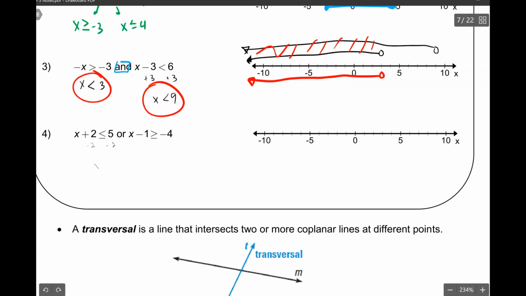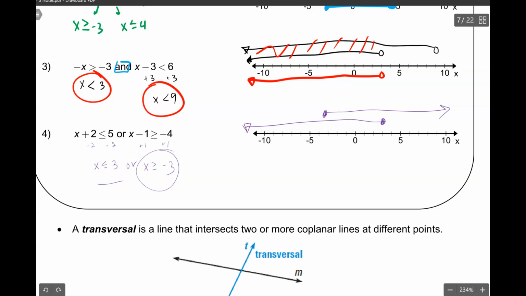Subtract 2 from both sides. I have x is less than 3. Or add 1 on both sides. X is greater than or equal to -3. Alright, so at 3, I have a filled circle, and it goes to the left. So I was just graphing that guy. And now I want to grab this one. Go to -3, which is here. Close circle, and I want to go to the right.